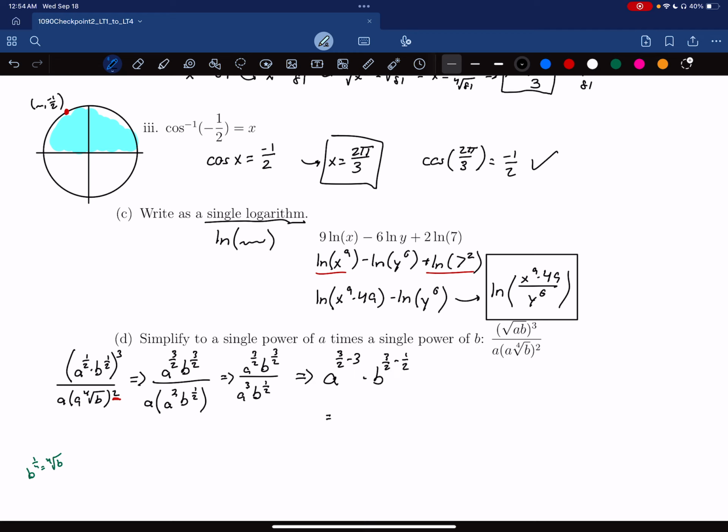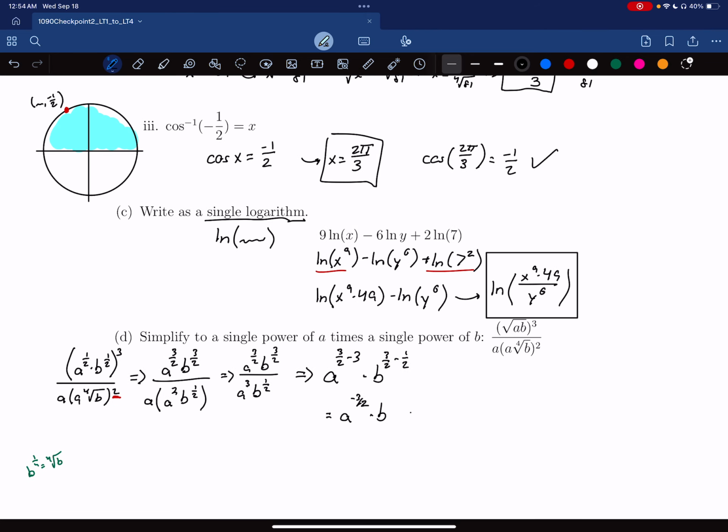And this just leaves us with a to the negative 3/2 power times b. And you could also, of course, write this as b over a to the 3/2 power. Those are equivalent, so either of those would be acceptable.